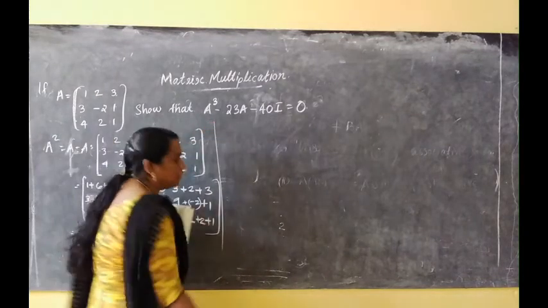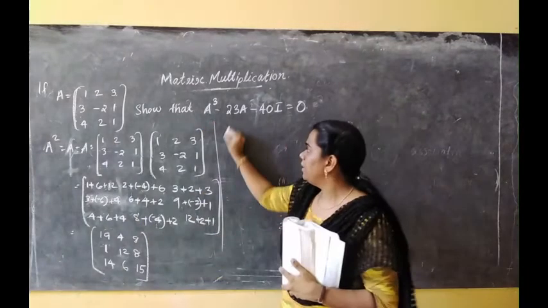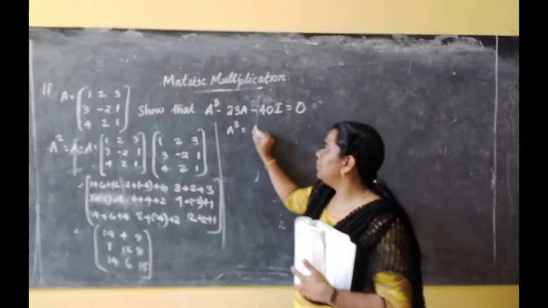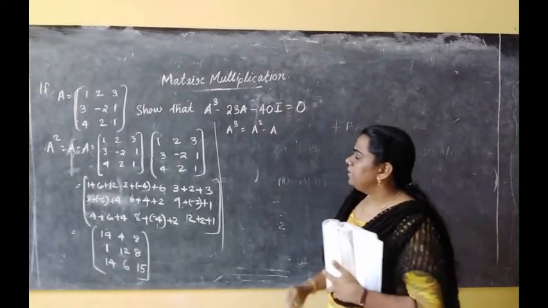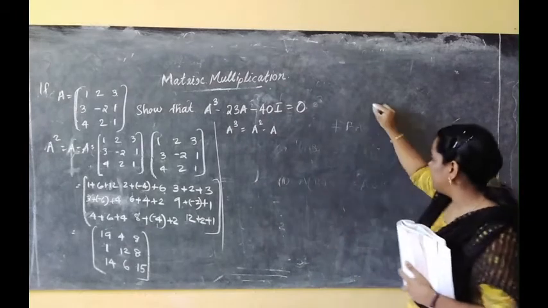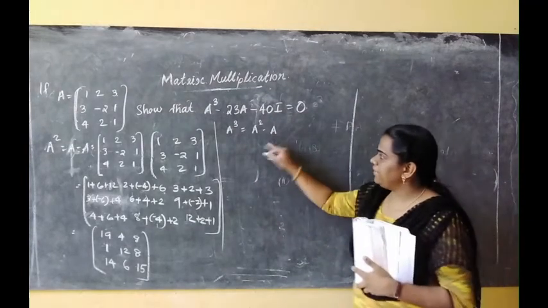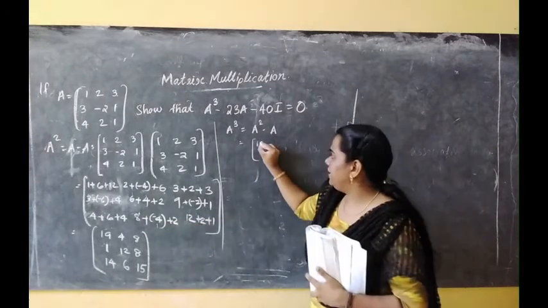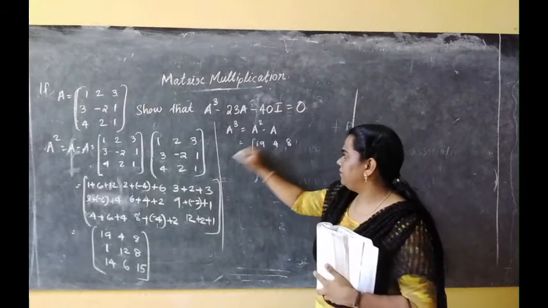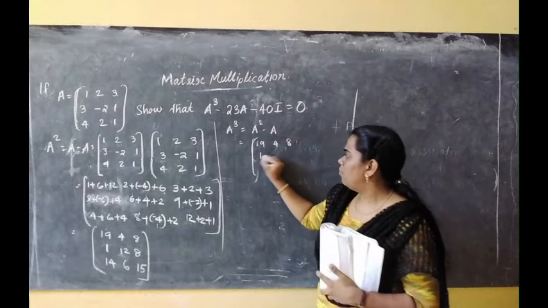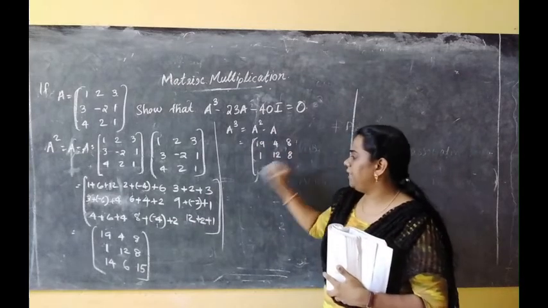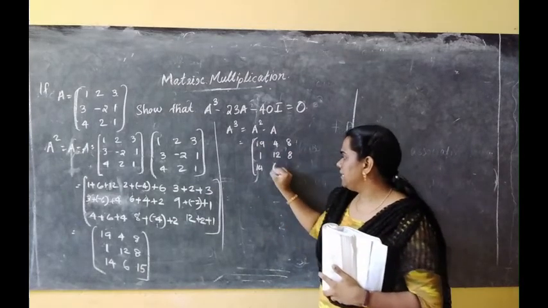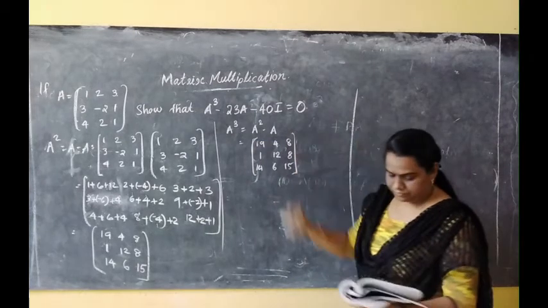But we have to find A cube. How to find A cube? A cube is equal to A square into A. We can find A square. What is A square? A square we got it: 19, 4, 8 in the first row. Then 1, 12, 8. 14, 6, 15.